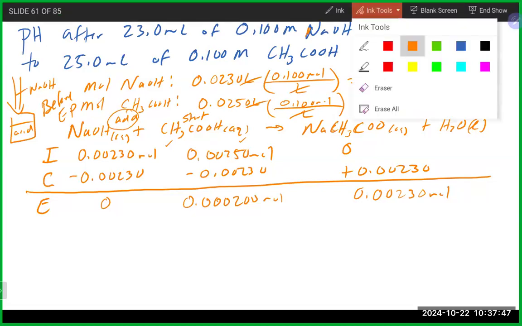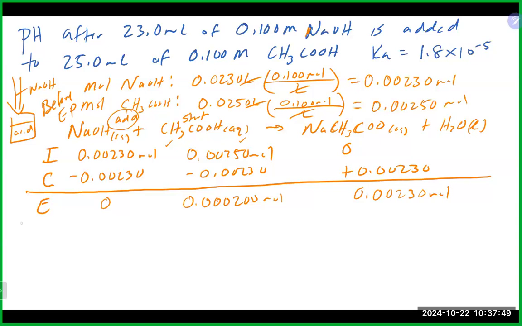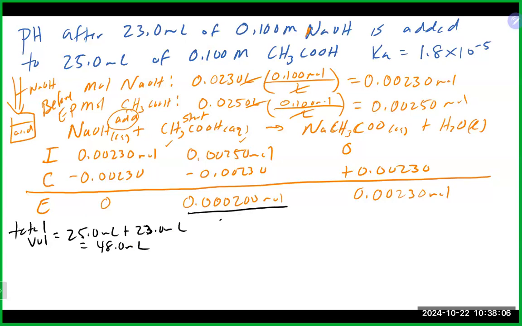So our total volume at this point, we started with 25 milliliters of the acid. We added 23 milliliters there of the base. That looks like a 48 milliliter grand total. So we're going to divide each of these, converting that to liters, 0.048 liters on each of those guys there.